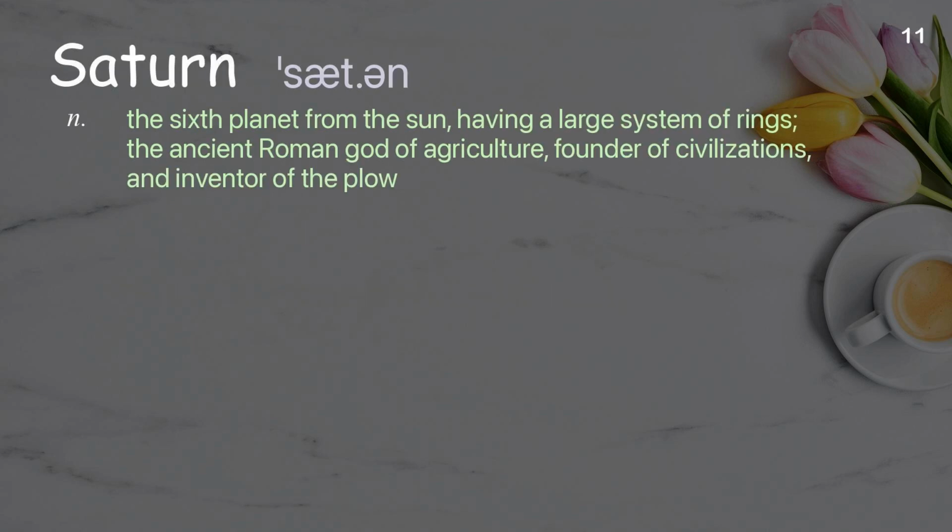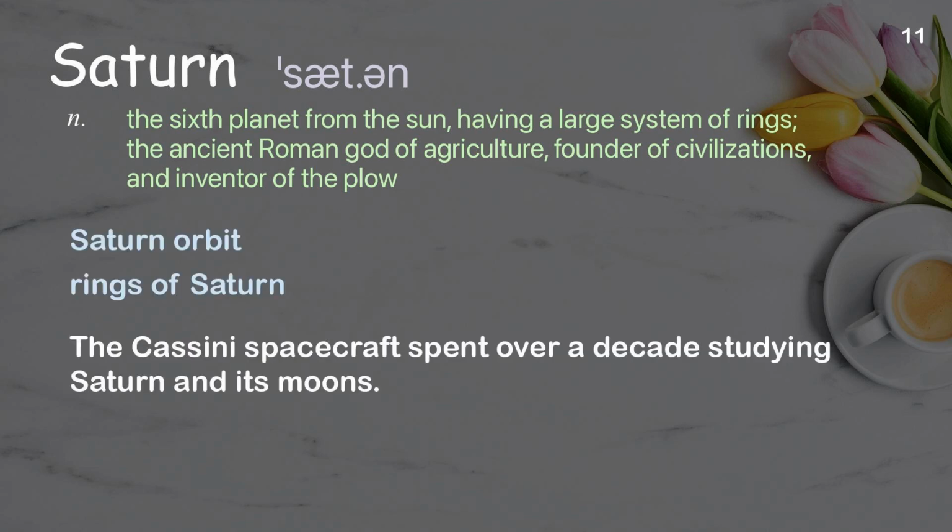Saturn. The 6th planet from the Sun, having a large system of rings, the ancient Roman god of agriculture, founder of civilizations, and inventor of the plow. Examples: Saturn orbit, rings of Saturn. The Cassini spacecraft spent over a decade studying Saturn and its moons.